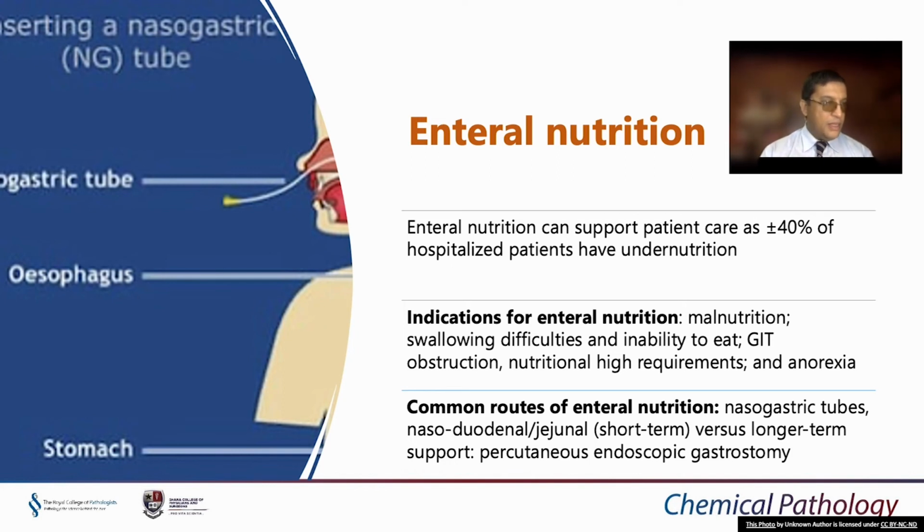The routes of enteral nutrition are variable and depend on long and short term support. So the key aim then is introducing nutrients directly into the GIT system. Nasogastric tubes, for example, can be used in the short term, and the percutaneous PEG approach can be used for long-term support.